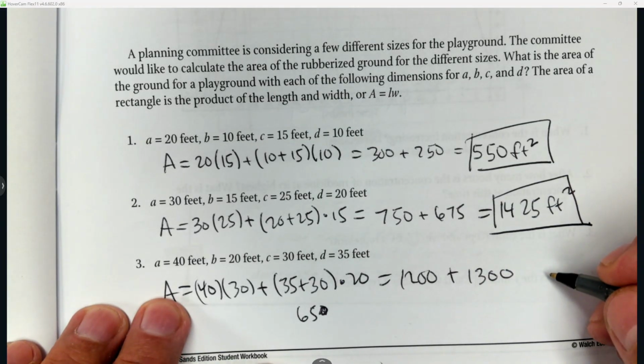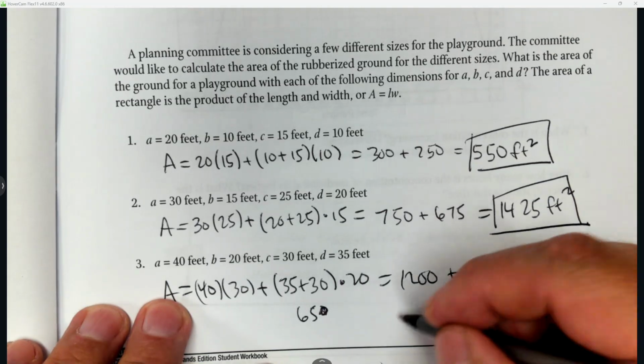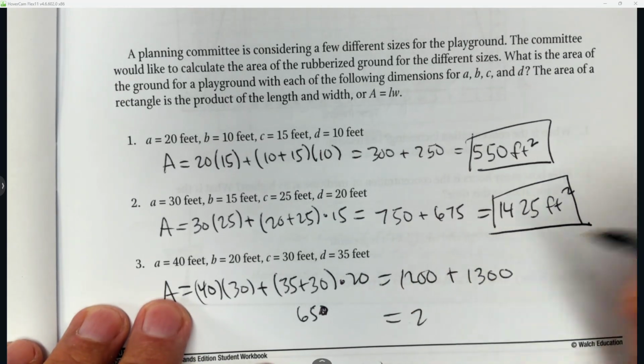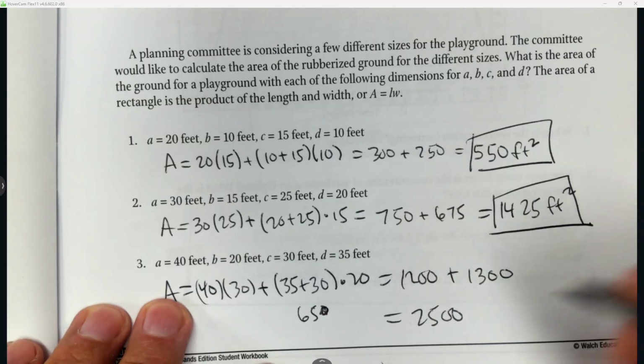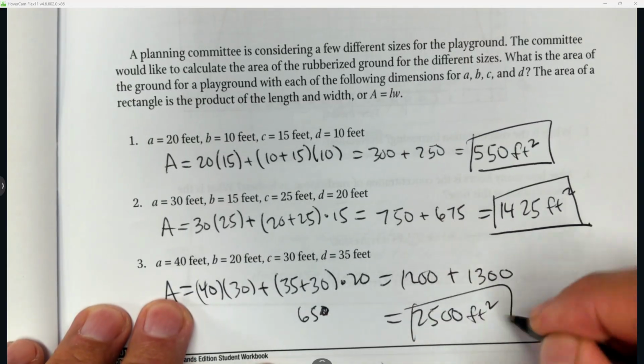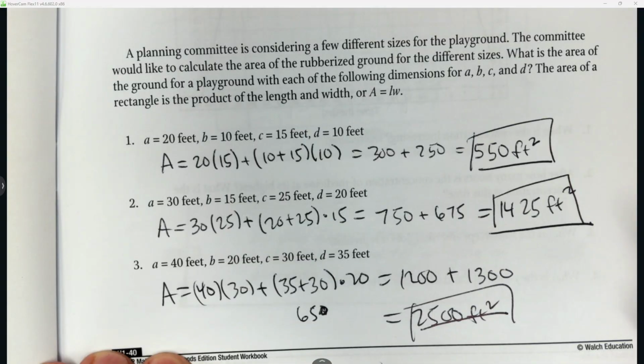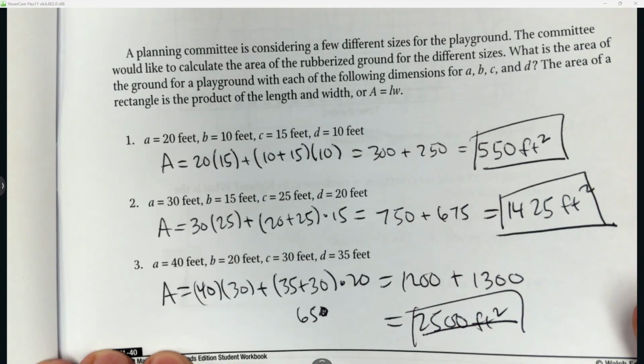Did I do that right? I want to make sure I did make it. Yeah, I think that's good. So if I put that together, that is 2,500 feet squared. I think we're doing okay. You never know, right, when I make a mistake, but I think it's okay. All right, turn the page.